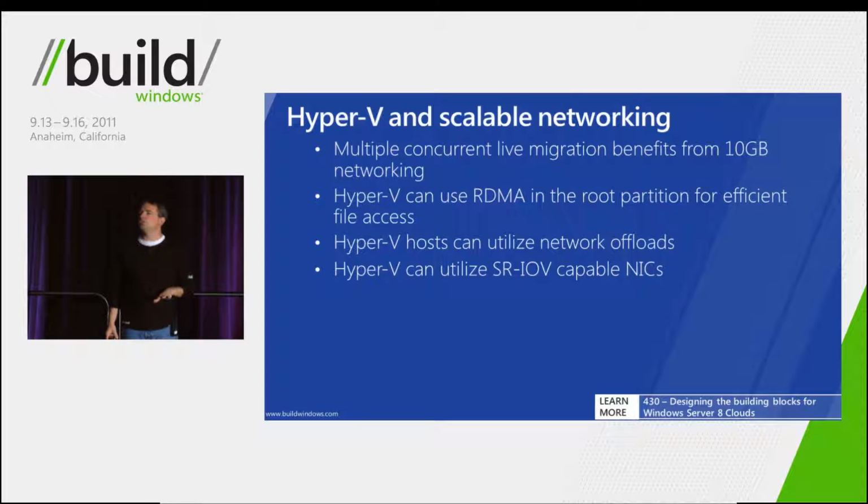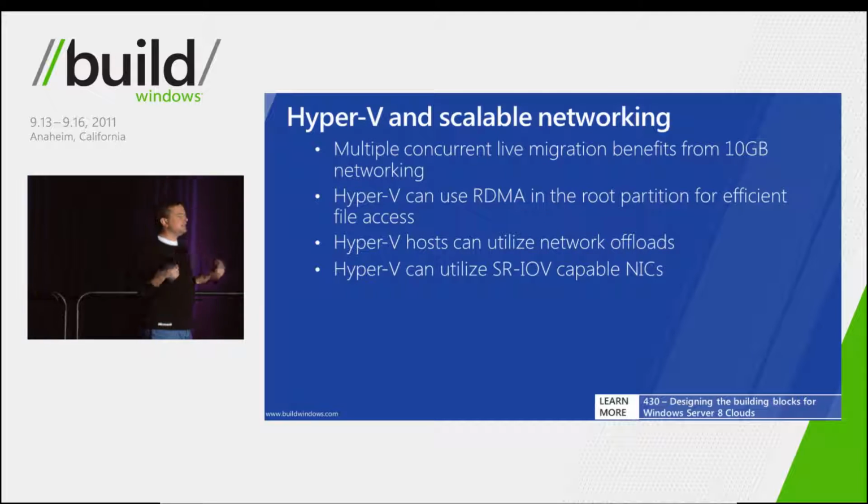RDMA is not something that we can expose directly into a Hyper-V guest. There are a lot of network offloads that Hyper-V hosts can use. One that I want to talk about specifically is SR-IOV. So Hyper-V can utilize SR-IOV-capable NICs. For those who are not familiar with what SR-IOV is, it means that a NIC, in addition to the physical functions that it exposes to the operating system, can create and manage what are known as virtual functions. And virtual functions can be assigned directly to a Hyper-V guest operating system.